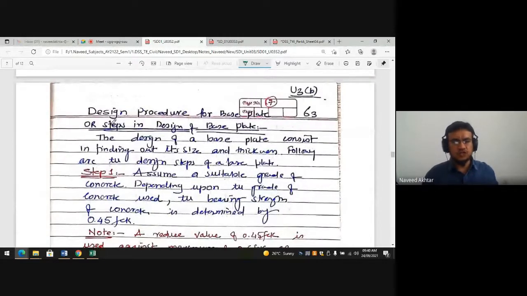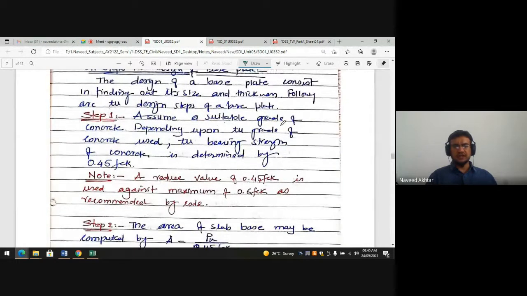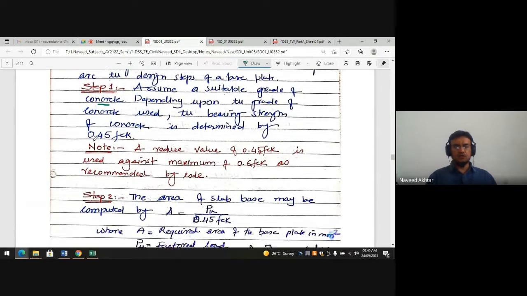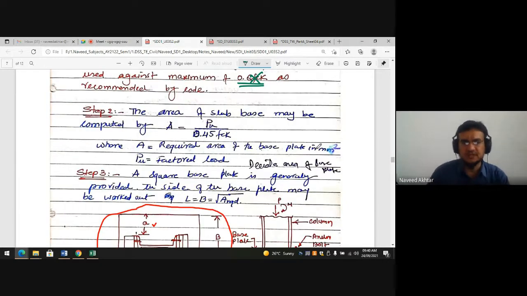So this is the procedure to design a base plate or slab base. First assume the suitable grade of your concrete. Depending upon the grade of concrete used, the bearing strength of concrete is determined. That is 0.45 FCK. This is the first step. 0.6 FCK is the maximum, that is for the WSL method. We are not going for that. We are going for this only. Don't go for that.